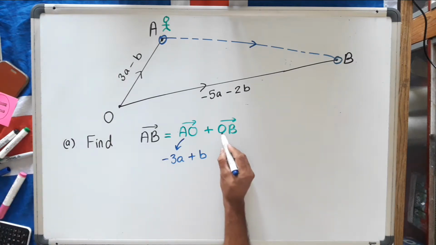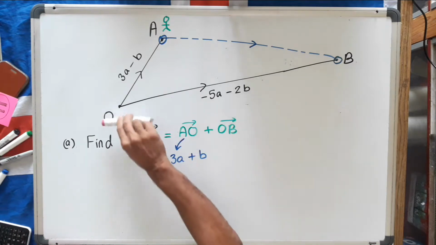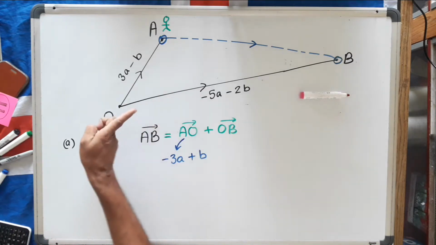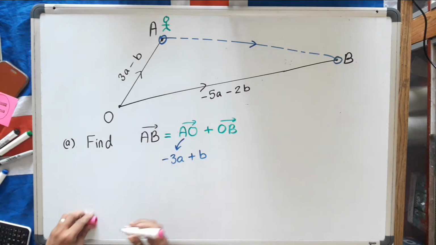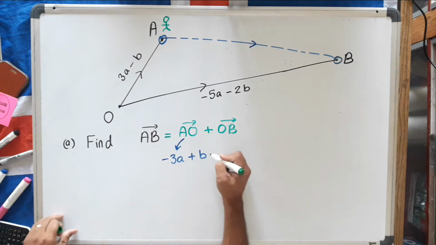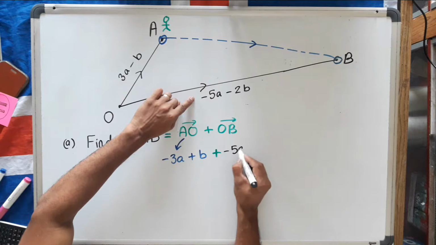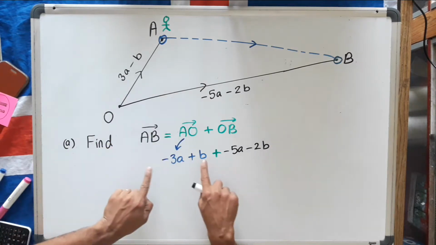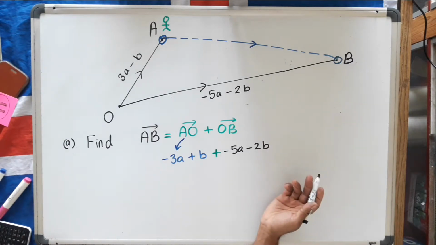Now, we are going to walk from O to B. When we are walking from O to B, you will notice we are walking with the arrow. We are not going against the arrow, we are going with the arrow. Anytime you are going with the arrow, right? This is the add sign here. When you're going with the arrow, you do not change the signs. You leave it as it is. So this will be minus 5A minus 2B. So we take this vector and add it to this vector. Now, when an addition and a subtraction touch, you ultimately get a minus.